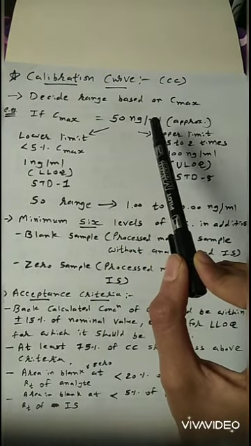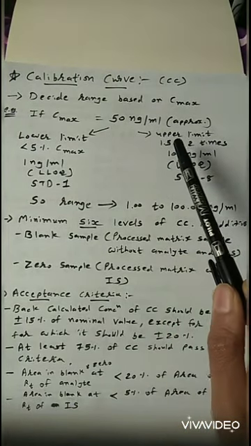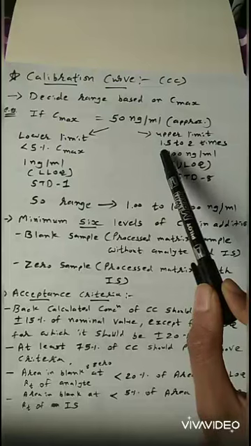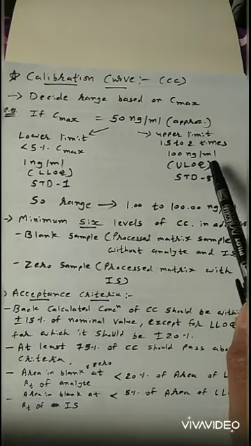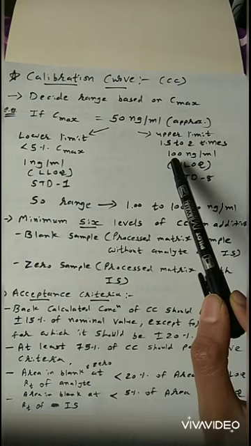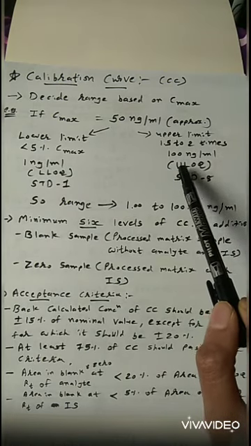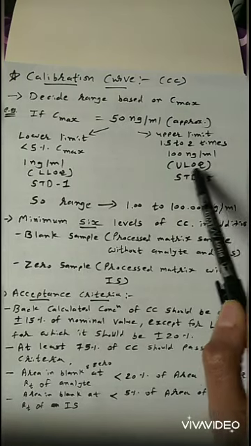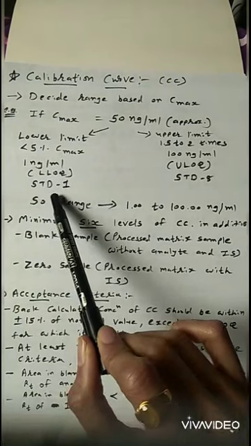So how will we now decide the calibration curve range? Our upper limit will be at least 1.5 to 2 times the Cmax. So here we will take 2 times, which will be 100 nanogram per ml. That means ULOQ, which is called the upper limit of quantification, and this is called standard 8. I will explain standard 8 and standard 1 in the later part of the video.